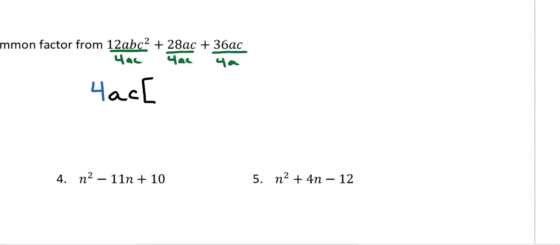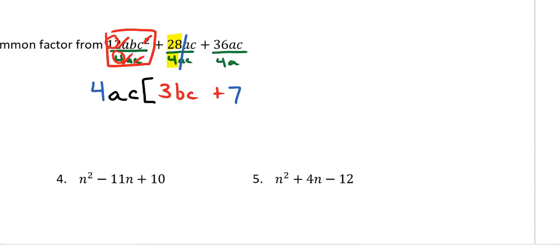So step number 1, 12abc squared divided by 4ac. Well, 12 divided by 4 is going to be 3. That a and that a cancel off, and then 1, 2, and that c will cancel off. So I'm left with 3bc plus 28 divided by 4 is going to be 7. Those a's cancel off.